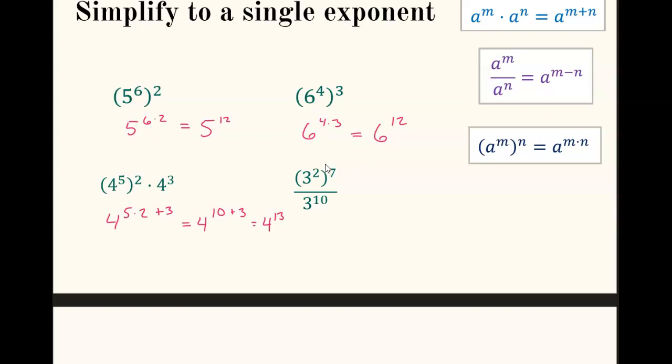And our last one, once again, we've got a couple of steps we need to do. Here we multiply, there we'll subtract. So this is going to be 3 to the 2 times 7 minus 10. 2 times 7 is 14 minus 10 equals 3 to the 4th. All right, so that wraps up our simplifying exponential expressions.